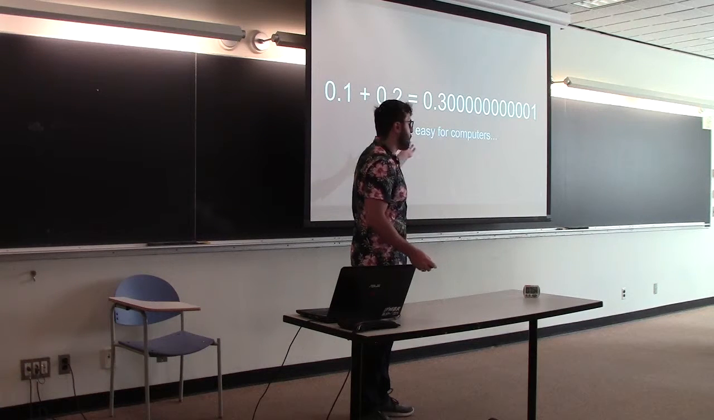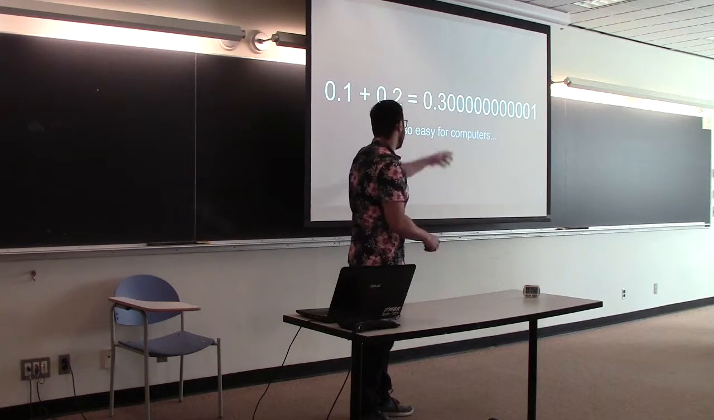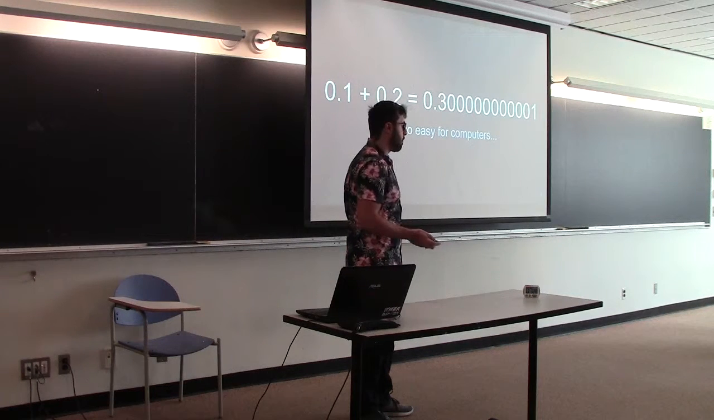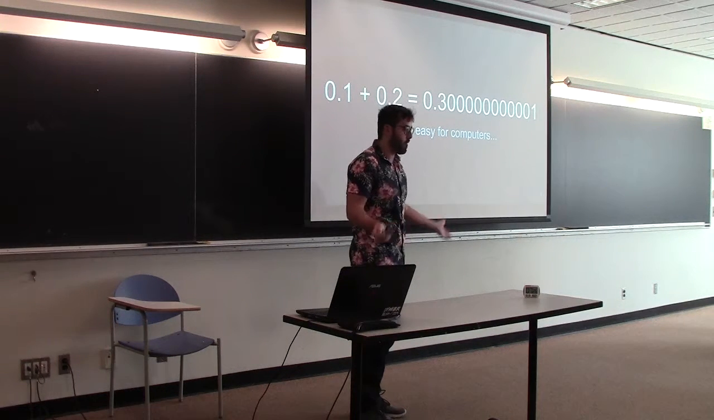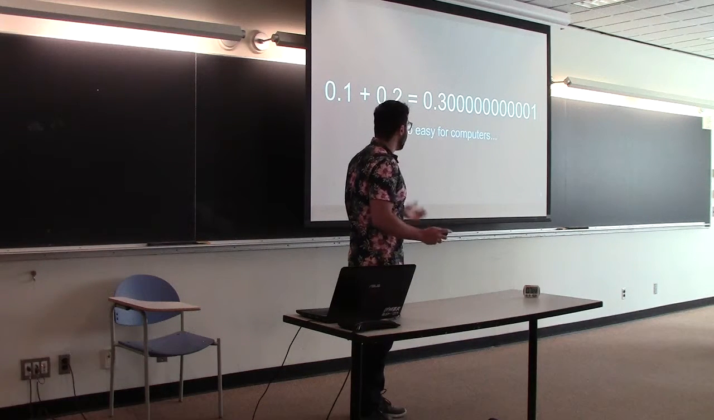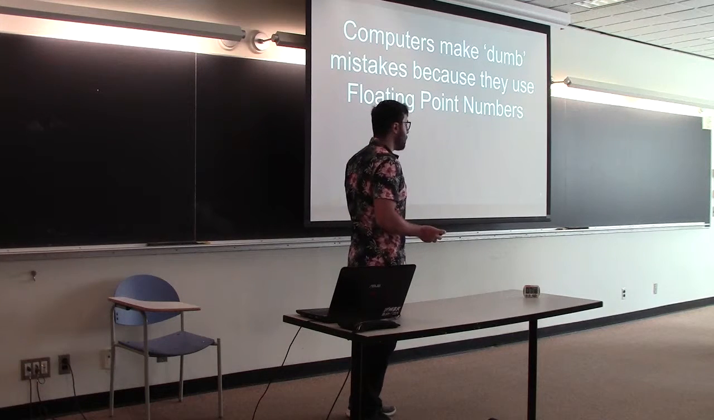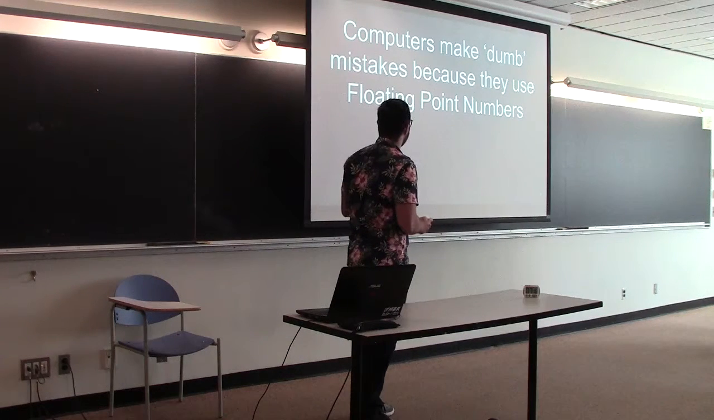So a computer might give you 0.3, a whole bunch of zeros, and then a 1. It's not so easy for them. I mean, you might think they're super smart. How come they can't actually answer this question accurately? The reason computers make this dumb mistake is because they actually follow the floating point number system.